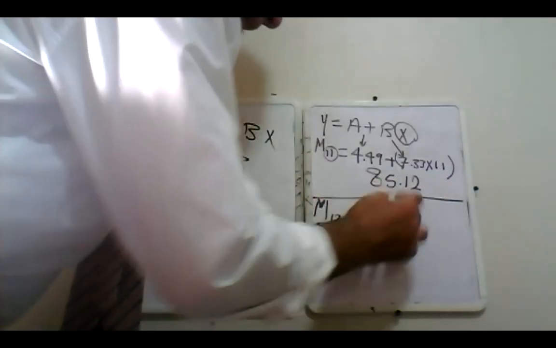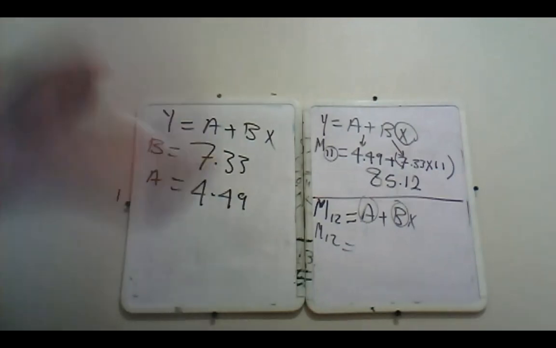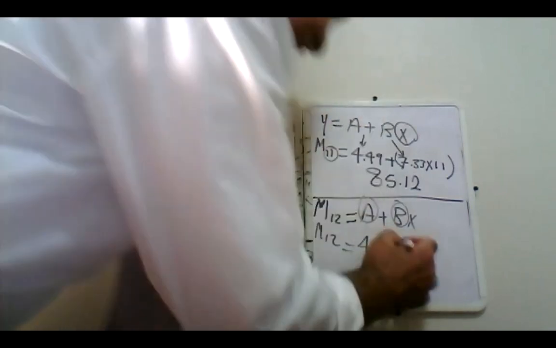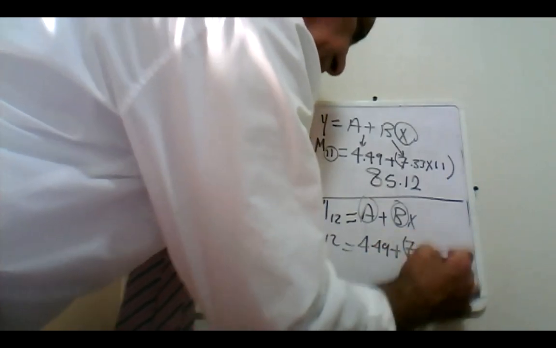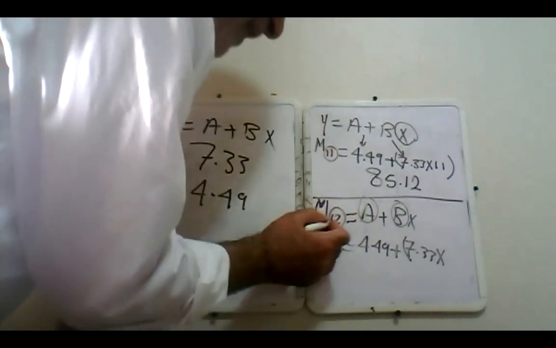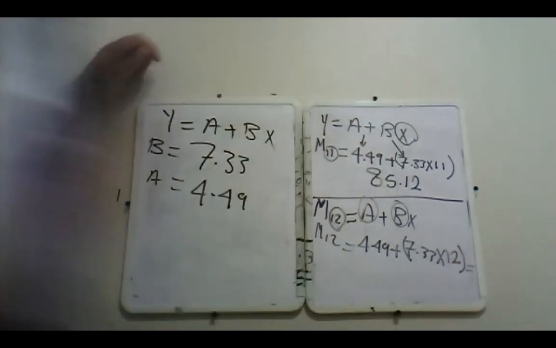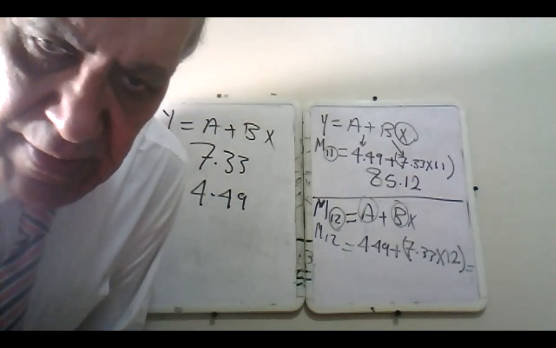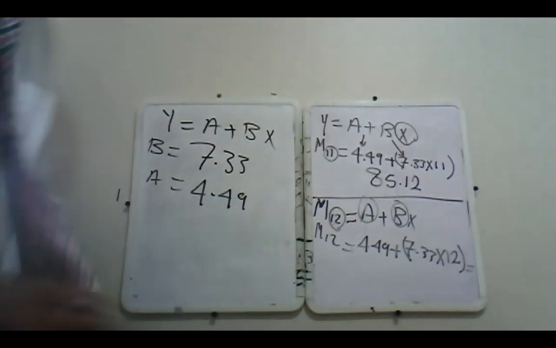The A and B are constants, and we have their values. They are not changing. So A is 4.49 plus B is 7.33. But this time I will multiply instead of 11, I will multiply in 12. Equals, and this gives me the second number, which is here. Instead of calculating it now, we have it already made. 92.45.